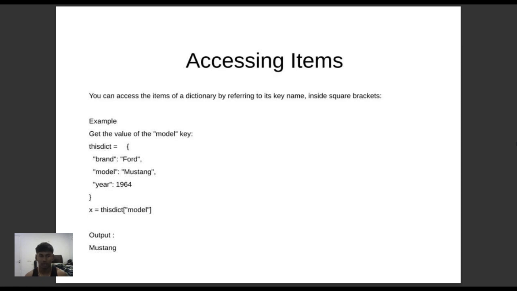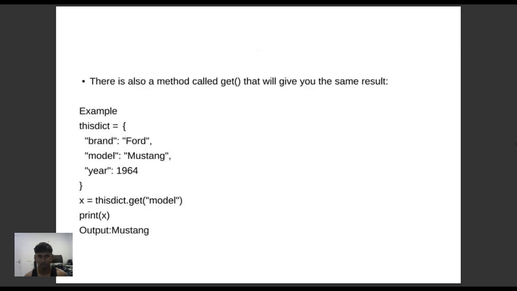To get the output of that particular key which we want, we can use a variable name as x is equal to this dict of the key name. And the output will be the value that is stored inside the key name. So in this example, it is given as model. So x is equal to this dict model. So the value that model contains is Mustang, therefore the output is Mustang. There is also a method called get that will give you the same result as the example given below.